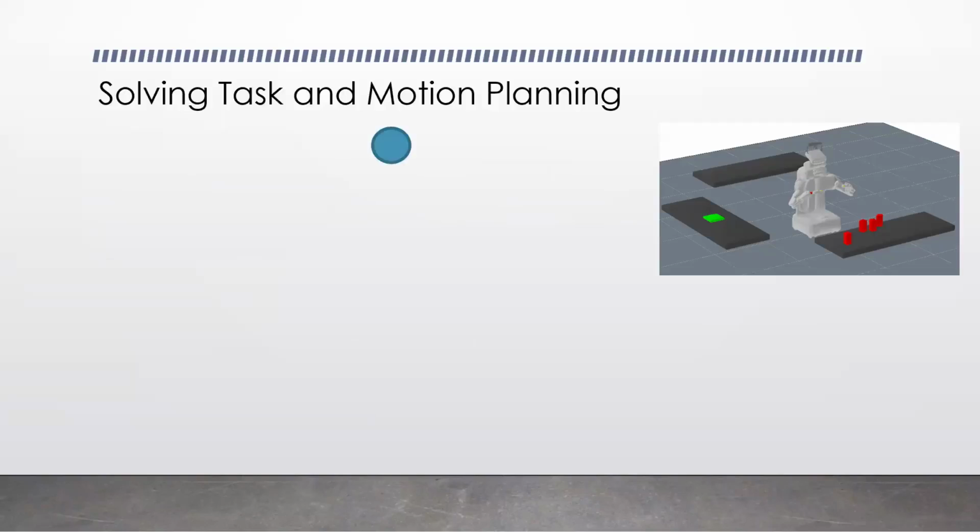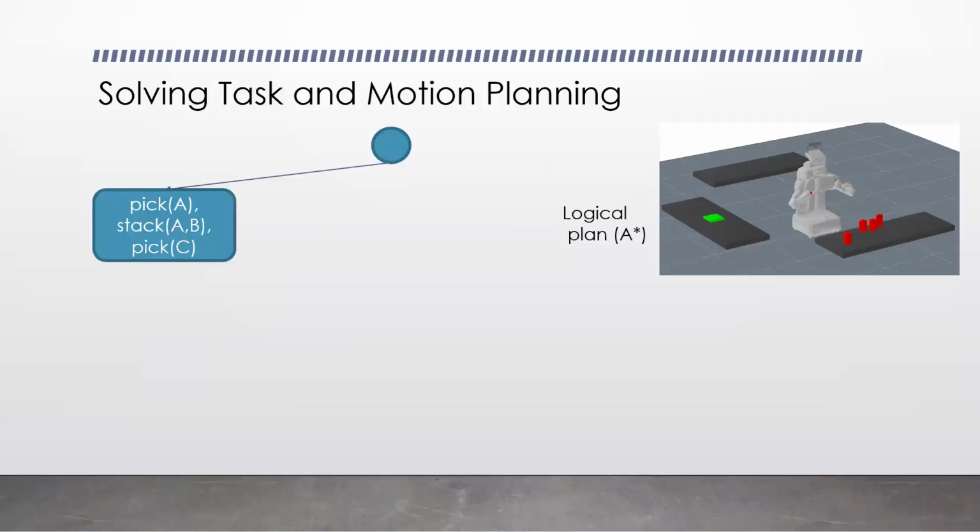You've got a tree of decisions you need to make. So maybe you start with picking a logical plan. I'm going to pick up block A, I'm going to stack A on B, and then I'm going to pick up block C, etc. But if you're doing task and motion planning, that's not enough, because you need to come up with a trajectory that implements this high-level plan. So maybe you start with picking a set of waypoints. This is the grasp for picking up A, this is the grasp for the stack, etc.